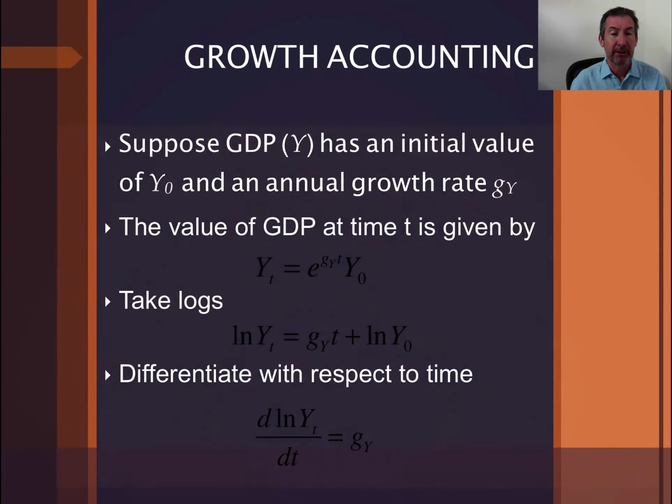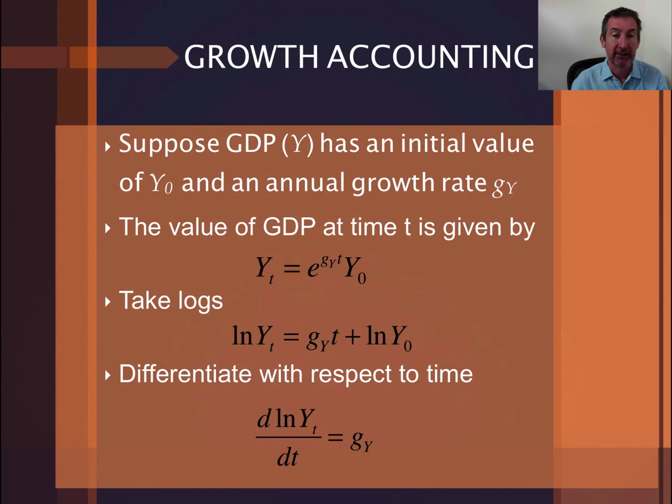Let me briefly talk about the derivation of that growth accounting equation. We start off with the notion of exponential growth. So we're going to suppose that GDP has an initial value y0 and that it is growing exponentially at the constant rate gy. The equation for exponential growth, and you can take my word for this, is the first one that we have in the slide here. It gives us the value of GDP at time t, given the growth rate and given the initial value of GDP.